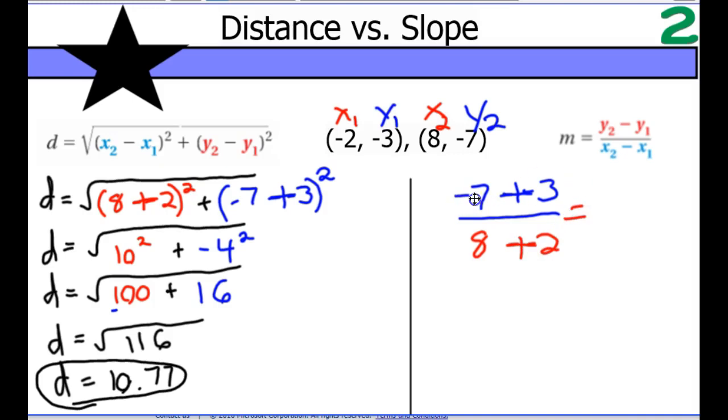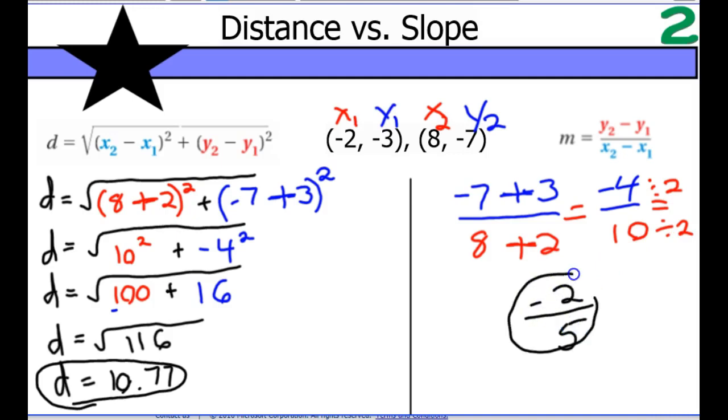So our answer then for our slope is negative 7 plus 3, which comes out to be negative 4, over 8 plus 2, which is 10. Now we can simplify this by taking out 2 from each of these. And what we get is negative 4 divided by 2 is negative 2. 10 divided by 2 is 5. So our slope is negative 2/5, or negative 2 over 5. So that's distance formula and slope.